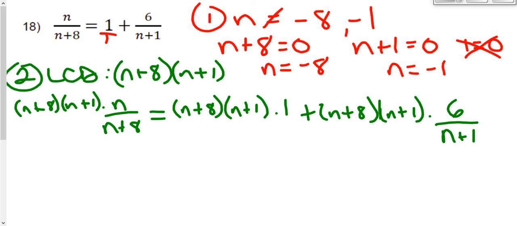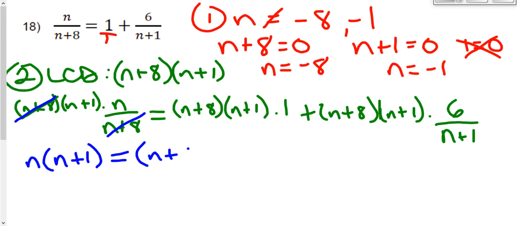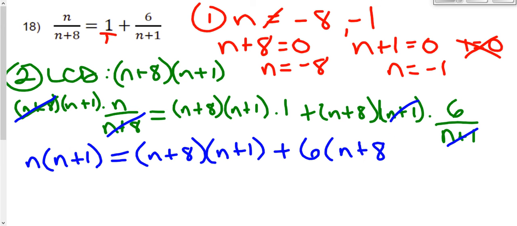Now I'll look for common terms on top and bottom. N plus 8 and n plus 8 cancel. And so all that's left there will be the n and the n plus 1. On the other side of my equal sign, unfortunately in the next term nothing cancels, so I'll still have my n plus 8 and my n plus 1, but they're just getting multiplied by 1, so we can just write those by themselves. And all the way to the right, the n plus 1's cancel, and all I've got left there is 6 times n plus 8, which means we're ready to go to our distributing step.